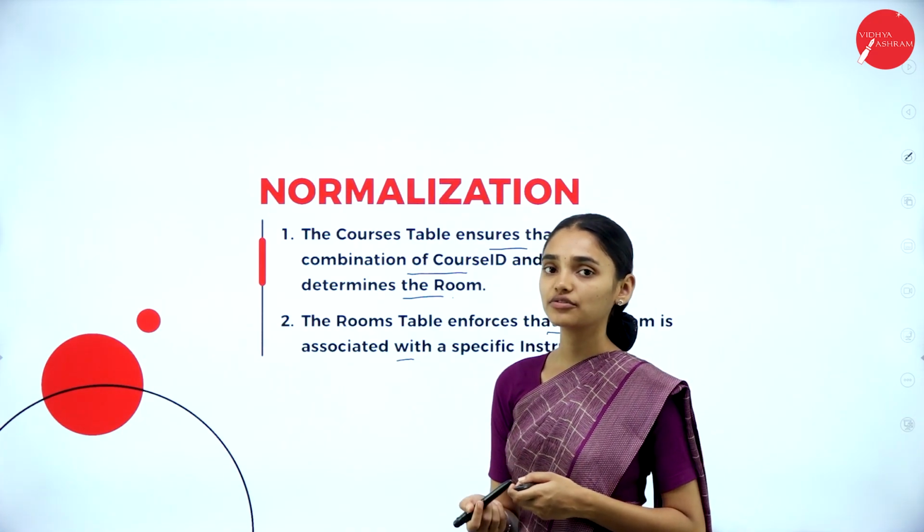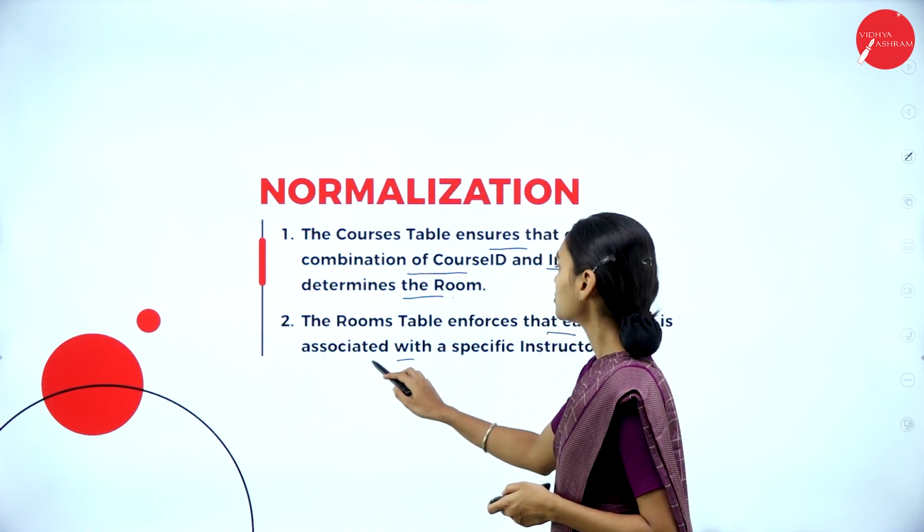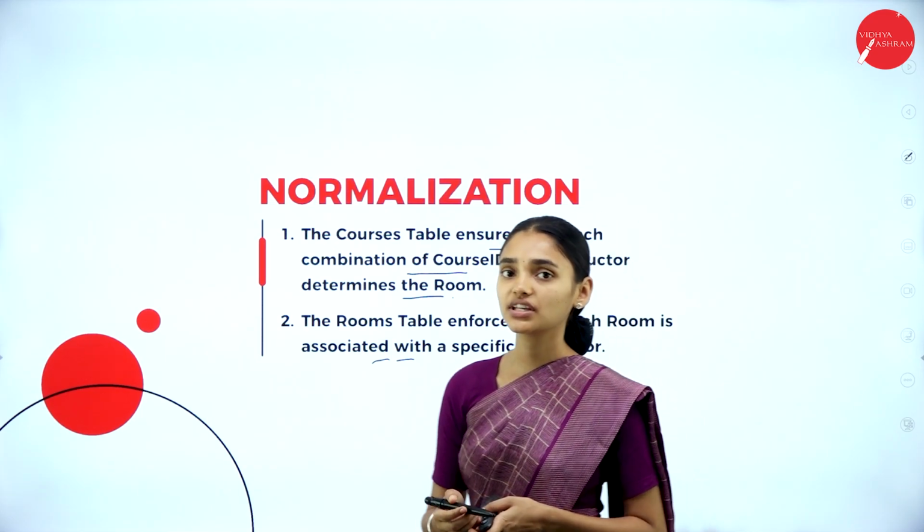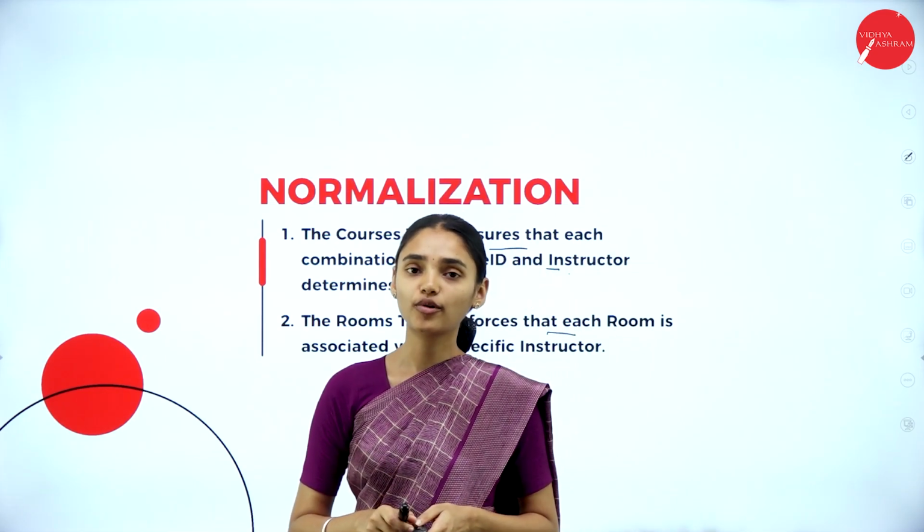So the room table enforces that each room is associated with a specific instructor. So it's an example for Boyce-Codd normal form.